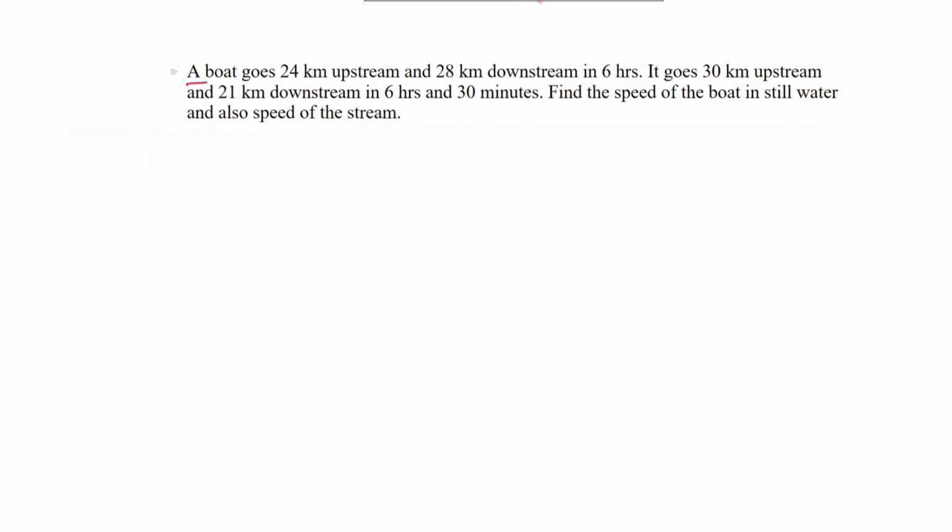Question: a boat goes 24 km upstream and 28 km downstream in 6 hours. So 6 hours equals 24 km upstream plus 28 km downstream. If it is upstream, subtract. If it is downstream, do addition. So 24 km upstream, that is x minus y, and 28 km downstream, that is x plus y.